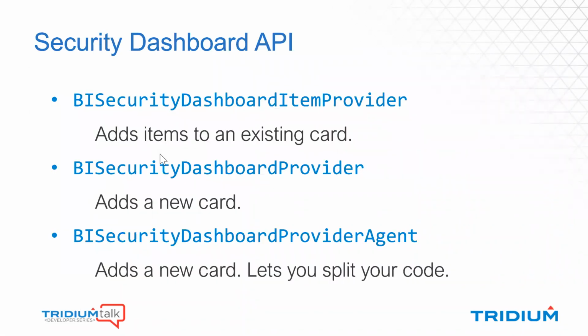There are three main interfaces to add items to the security dashboard. The first is the security dashboard item provider, and this lets you add items to an existing card on the dashboard. The second is the security dashboard provider, and it'll add a whole new card to the dashboard.